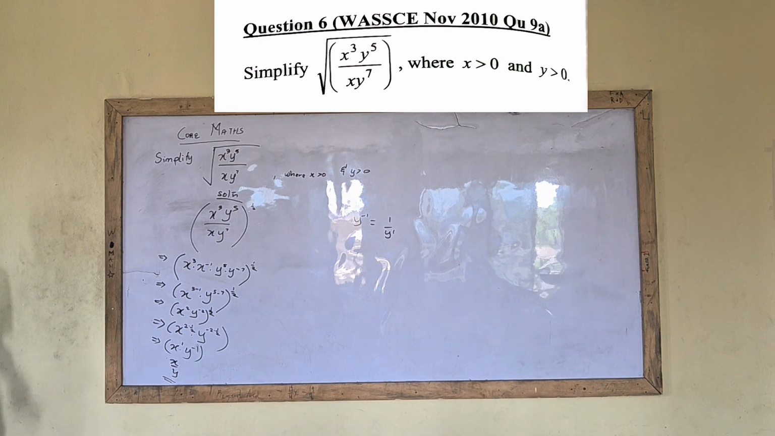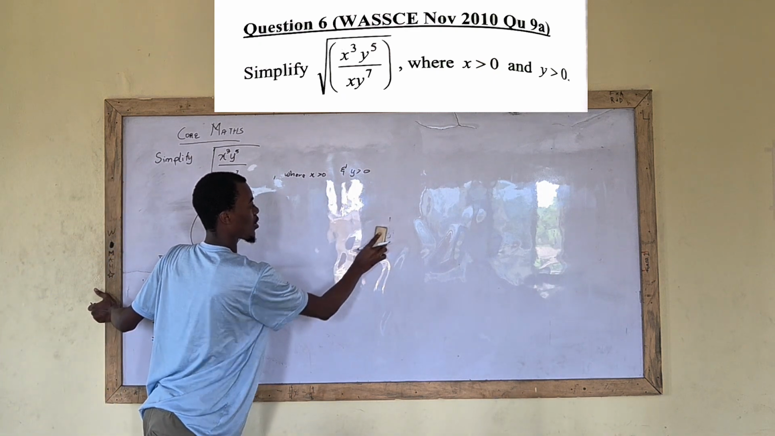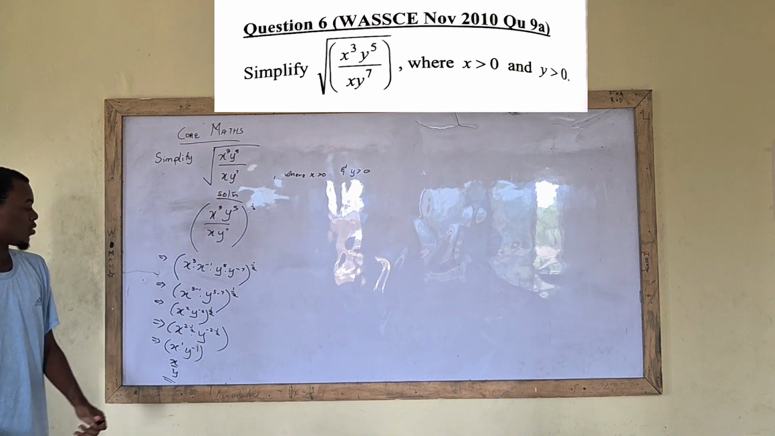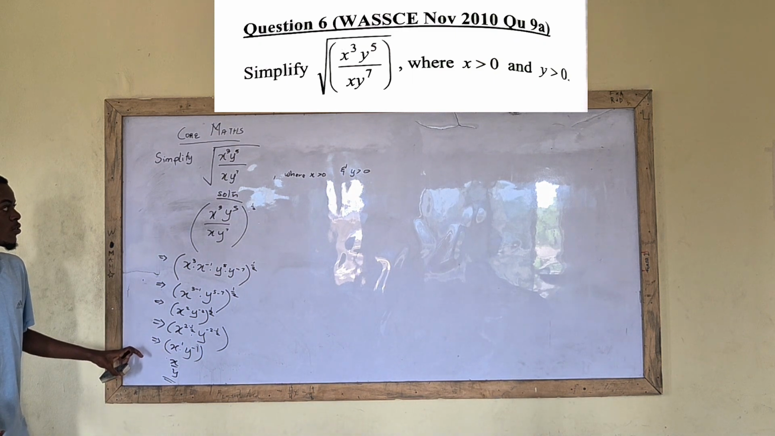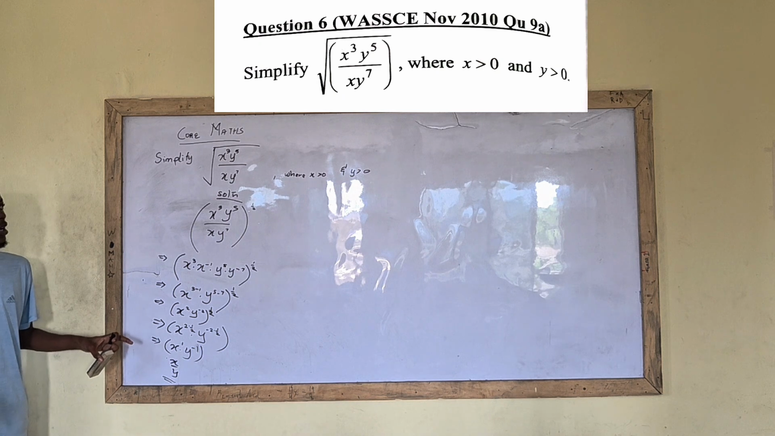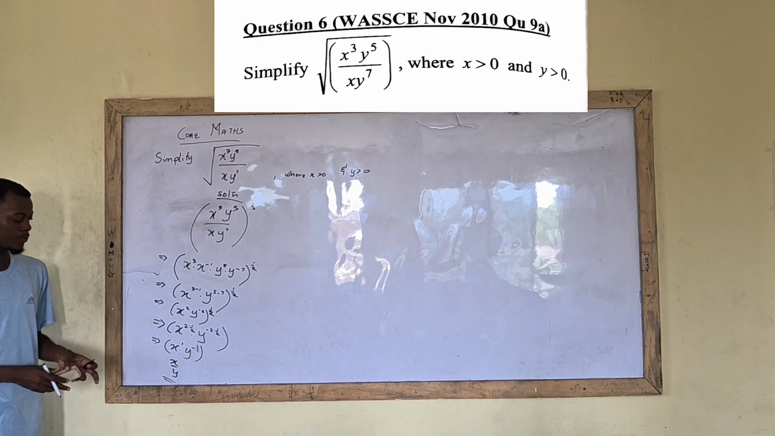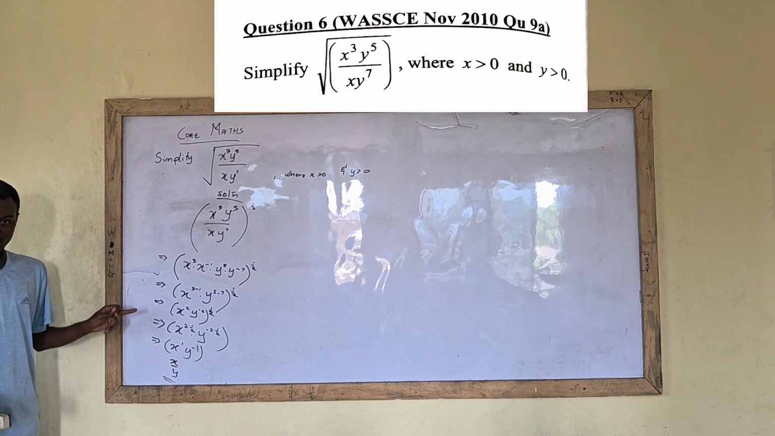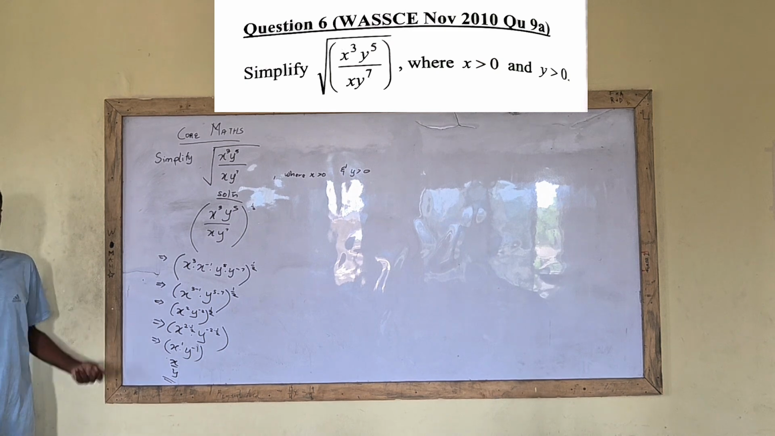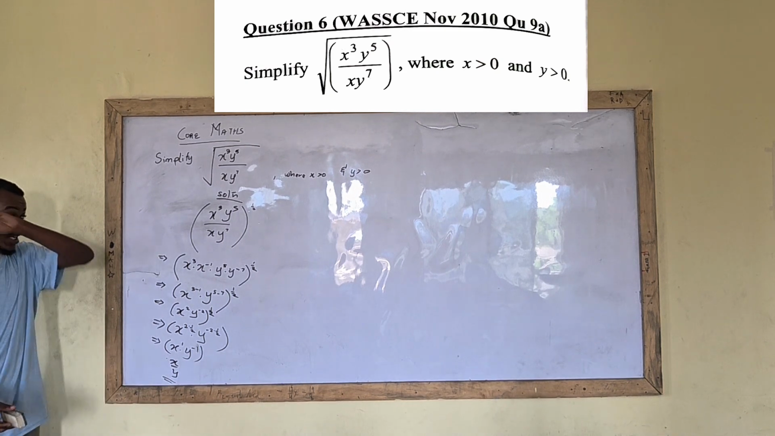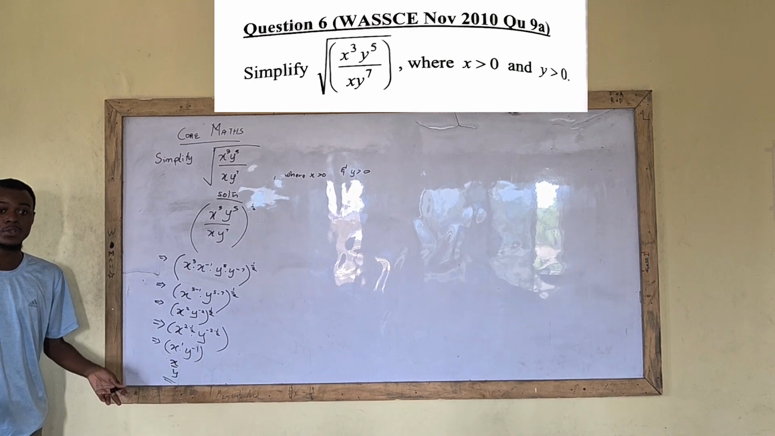So what about the condition that x is greater than 0 and y is greater than 0? It is trying to specify that if x is equal to 0, the whole function is 0, which doesn't make sense. That's why they said x is greater than 0, y is greater than 0. So this is a real number.